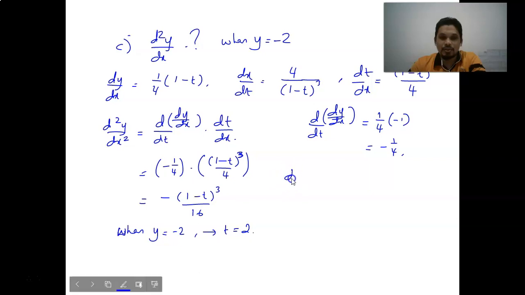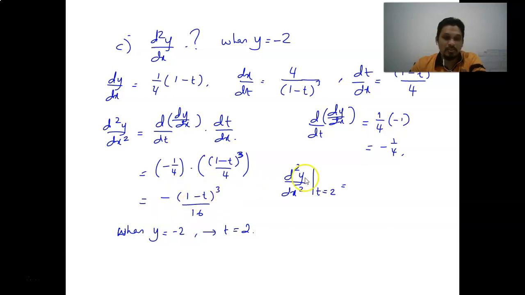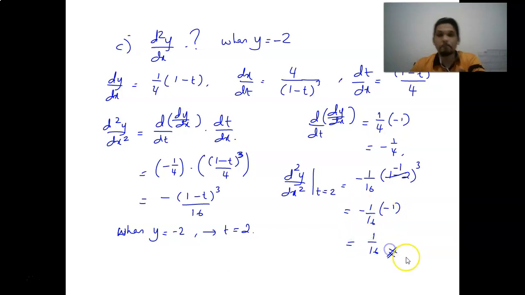Okay, so the second derivative of y with respect to x when t equals 2. Substitute into negative 1 over 16 times (1 minus 2) cubed. So 1 minus 2 equals negative 1, and negative 1 cubed equals negative 1. So negative times negative equals 1 over 16.